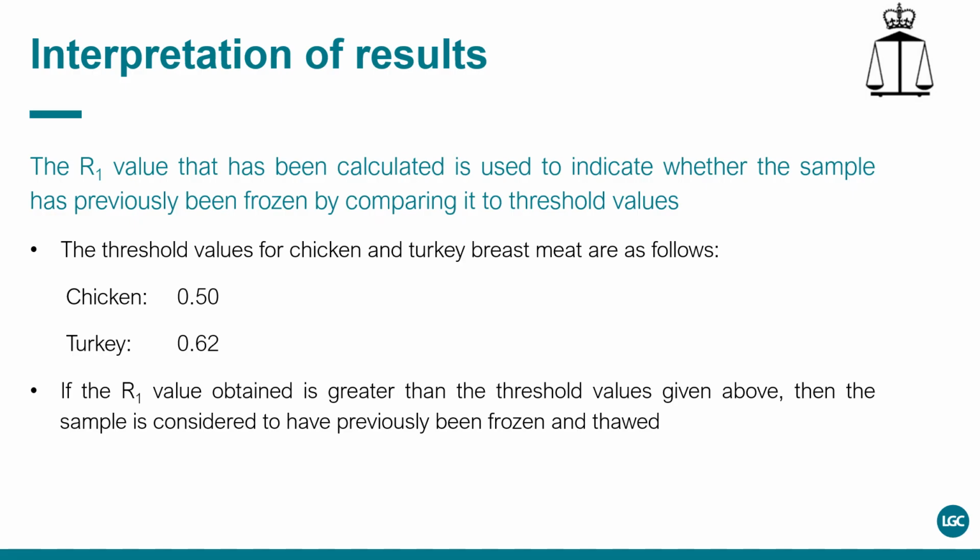As indicated on the previous slide, the R1 value is used to indicate whether the sample has previously been frozen by comparing it to the threshold values. The threshold values for poultry breast meat are 0.5 for chicken and 0.62 for turkey. If the R1 value obtained is greater than the threshold values given above, then the sample is considered to have previously been frozen and thawed.